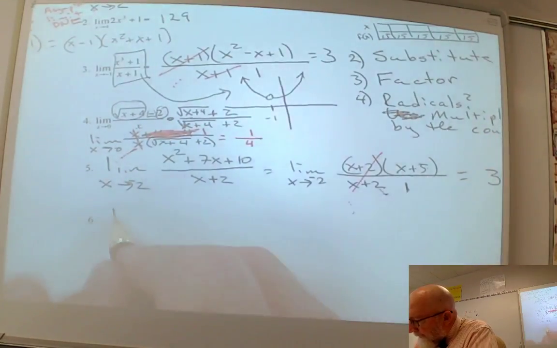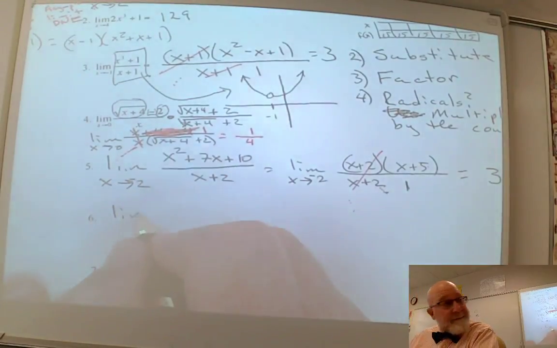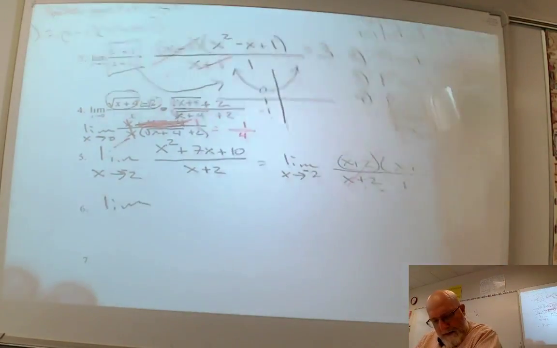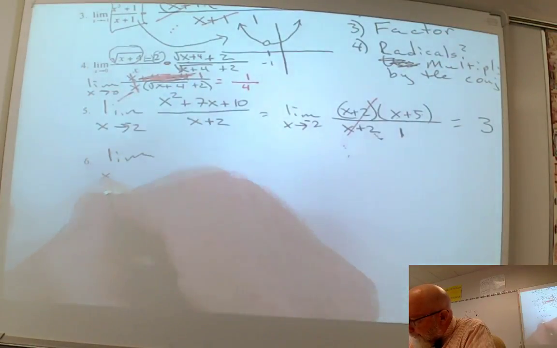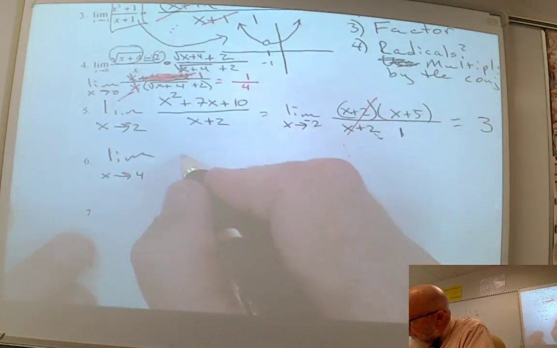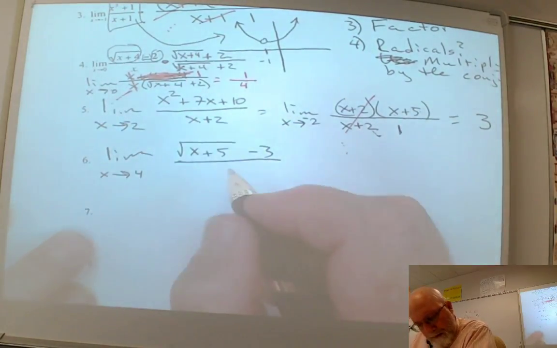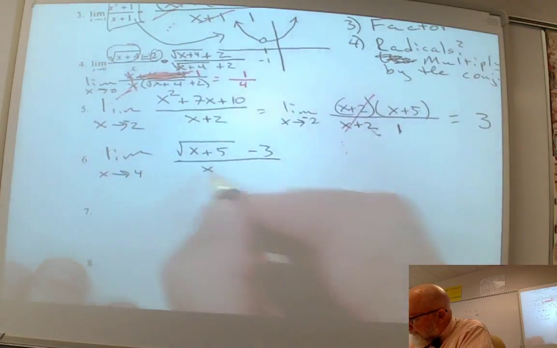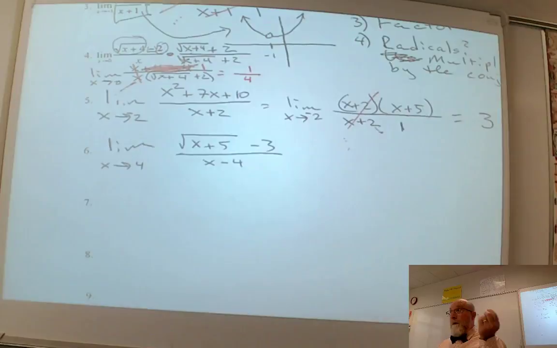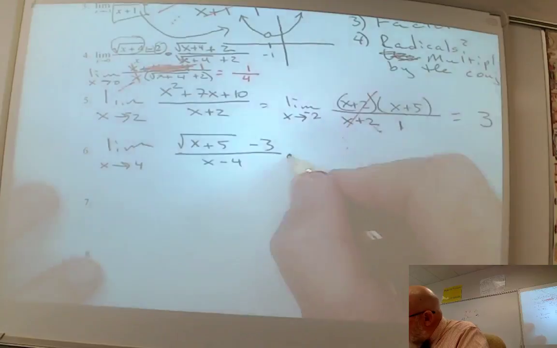All right, so let's take a look at this one. The limit as x approaches 4 of the square root of x plus 5 minus 3 over x minus 4. Can't substitute, correct? I always attempt to substitute first, okay? Can't substitute. So what am I going to multiply by?